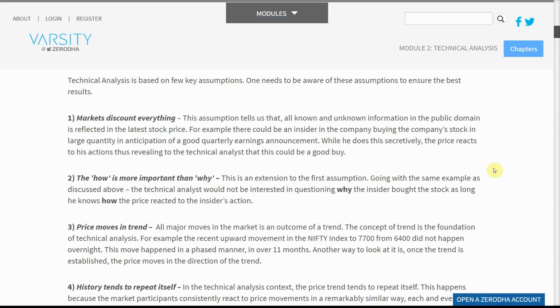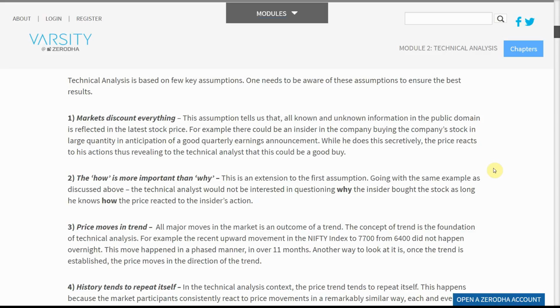1. Markets discount everything. This assumption tells us that all known and unknown information in the public domain is reflected in the latest stock price. For example, there could be an insider in the company buying the company's stock in large quantity in anticipation of a good quarterly earnings announcement. While he does this secretively, the price reacts to his actions, thus revealing to the technical analyst that this could be a good buy.